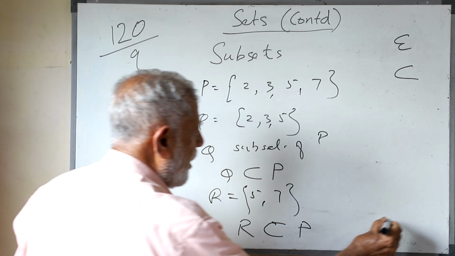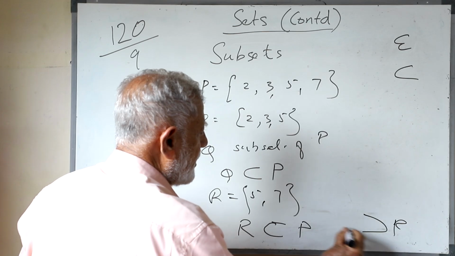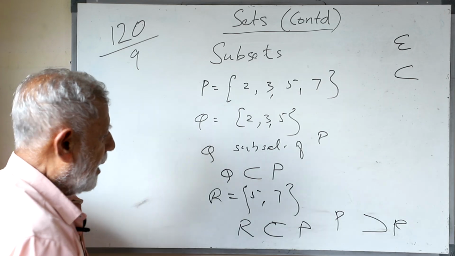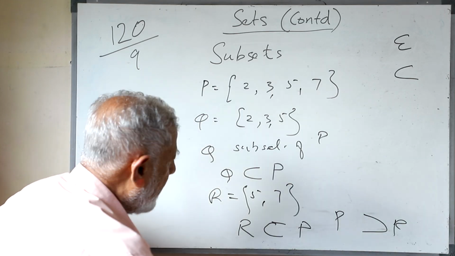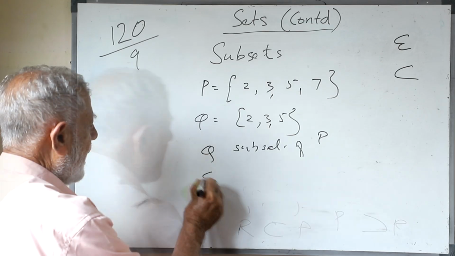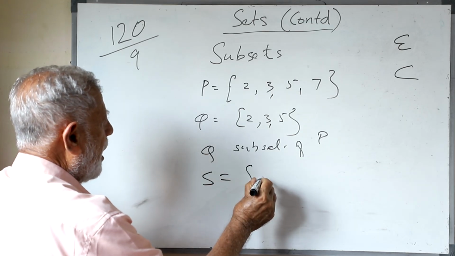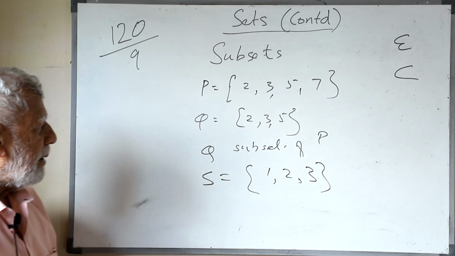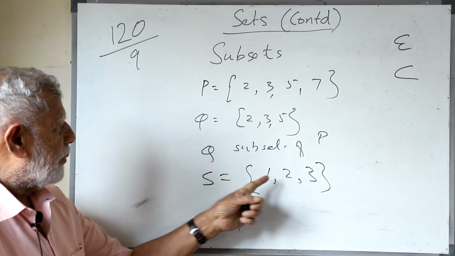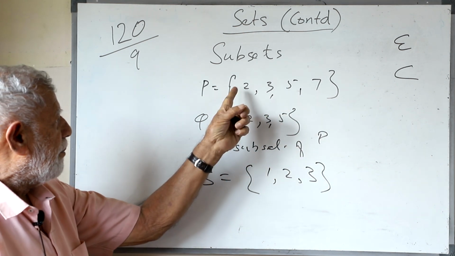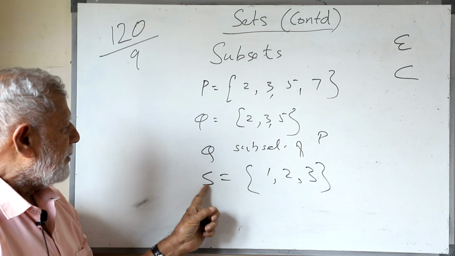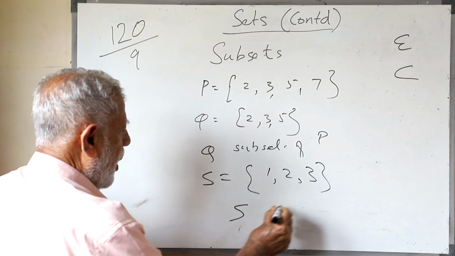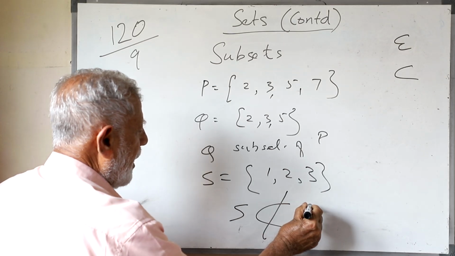You can write this way also. R ⊂ P, where the open side of the sign is for the big set. So that is one we are writing. And supposing we have another set like this. S is equal to {1, 2, 3}. Now if we notice, the 2 and 3 are there in set P, but 1 is not there. So we can't say that S is a subset of P. So we write it as S is not a subset of P.